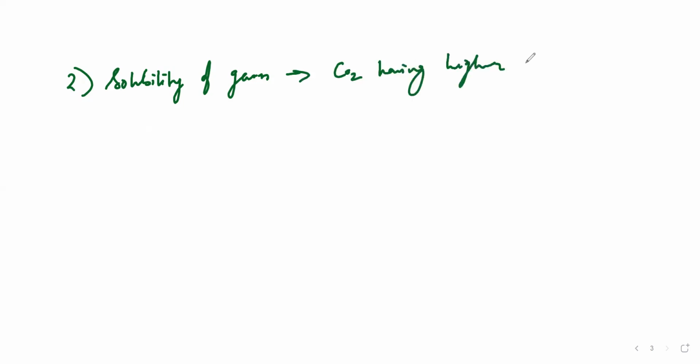Now the second factor is the solubility of gases. Again, here there are two gases, oxygen and CO2. The solubility of CO2 is higher as compared to that of oxygen. CO2 is approximately 20 to 25 times more soluble than oxygen.